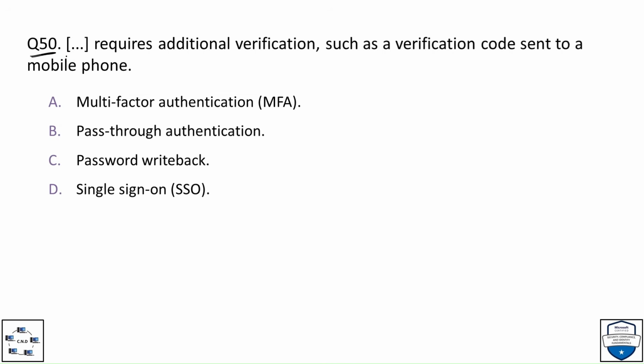Question number 50. Blank space requires additional verification such as a verification code sent to a mobile phone. Option A, multi-factor authentication, MFA. Option B, pass-through authentication. Option C, password write-back. And option D, single sign-on, SSO. And the correct option is option A, multi-factor authentication, MFA.